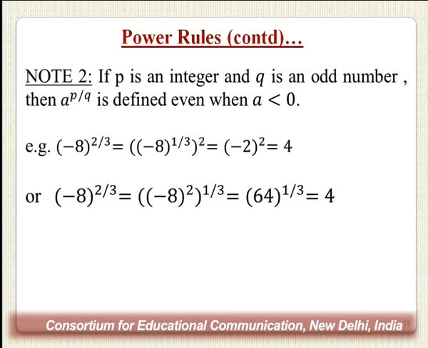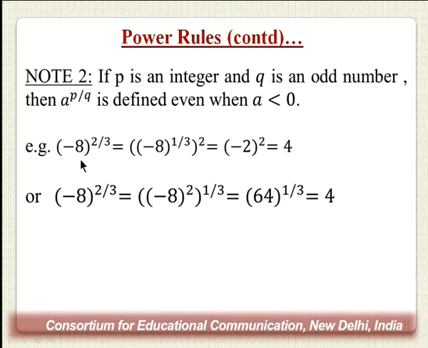So as I was saying, you could have situations where you could even calculate fractional powers for a negative a, and yes, you can do that if p is an integer and q is an odd number. q still has to be a natural number, but it has to be an odd natural number. Then a to the power p by q can be defined even when a is negative. So let's see how that works.